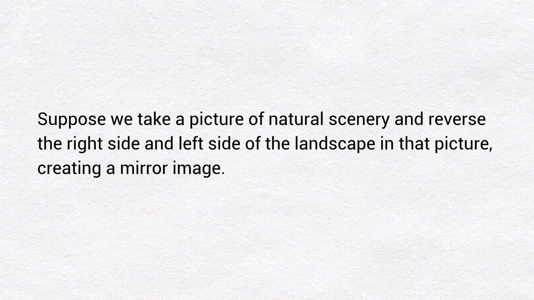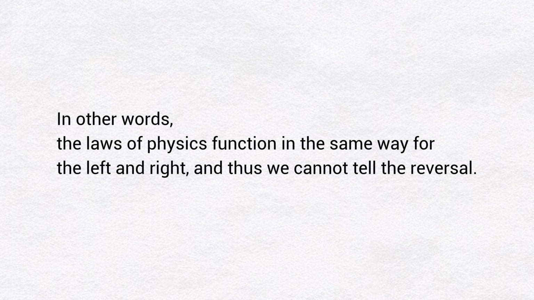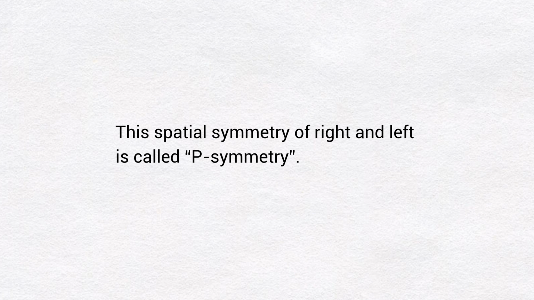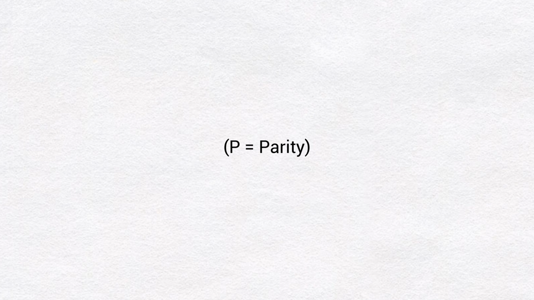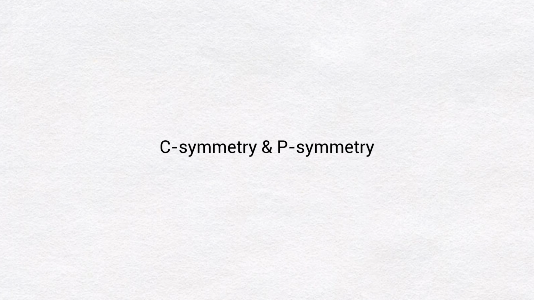Suppose we take a picture of natural scenery and reverse the right side and the left side of the landscape in that picture, creating a mirror image. In this case, only those who have seen the original scenery can tell if it has been reversed or not. In other words, the laws of physics function in the same way for the left and right, and thus we cannot tell the reversal. This spatial symmetry of right and left is called P symmetry. P stands for parity.